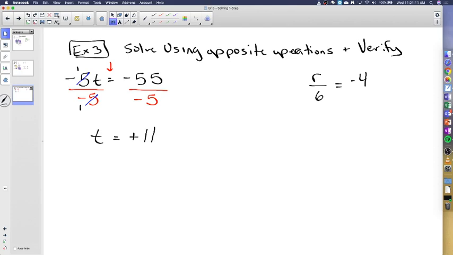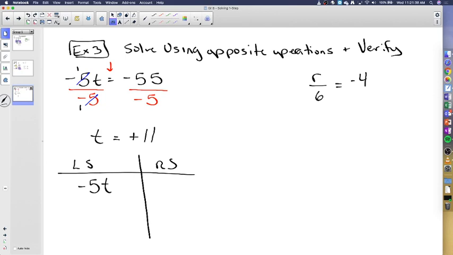Now I've said in here I want to solve using opposite operations and verify. Verifying is our way of checking our answer. So when I go to check my answer, I'm going to do a left side, right side chart, and LS stands for the left-hand side of the equal sign. If I look back to my original equation, on the left-hand side, I had -5 times t. So I'm going to work with just that.